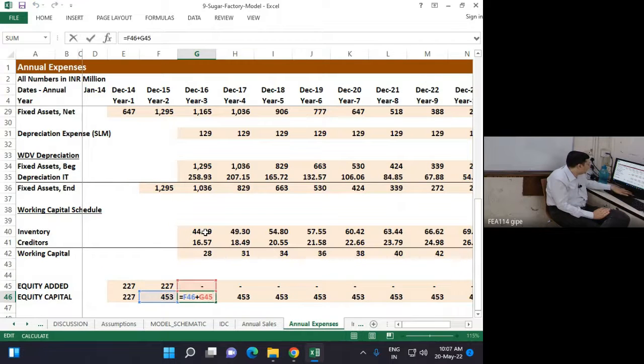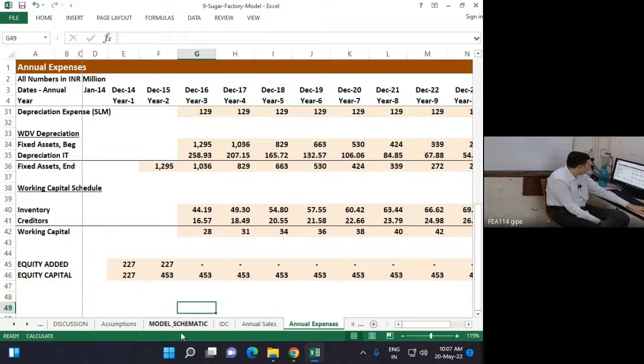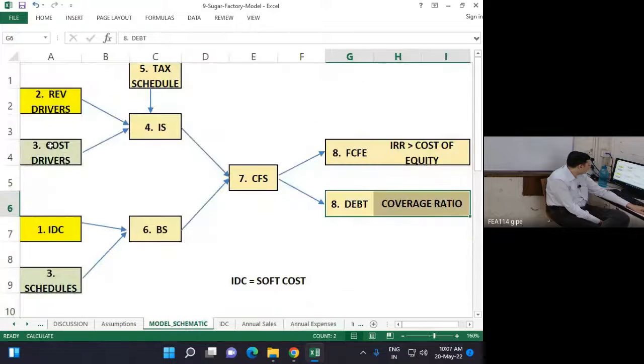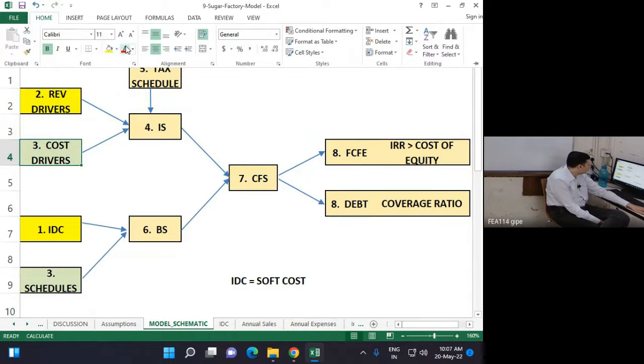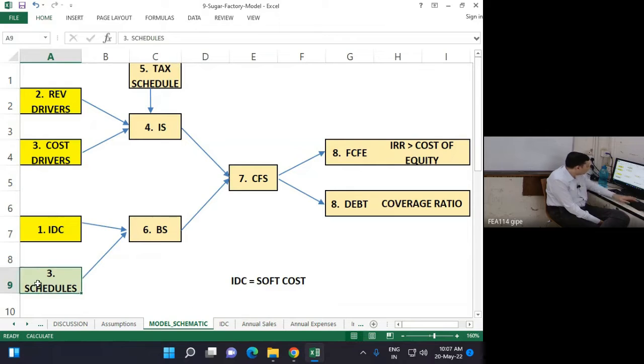Then we have equity capital, equity added. Okay, got it till here? Correct. Now, all the schedules and costs that we wanted to compute are done. We've got all of them. It is going to be very easy to make the income statement and balance sheet. Yeah, some effort will be needed obviously in the tax calculation. So we will do that as and when we reach there.